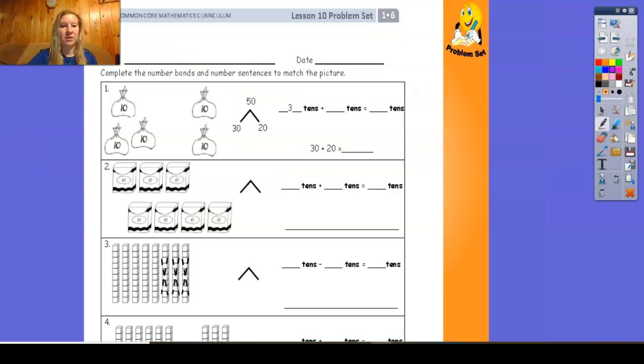I'm going to do the first 3 problems on our problem set. It says complete the number bonds and number sentences to match the pictures. If we look at our groups of 10 here, we have 1, 2, 3, and that's where they wrote this 3 groups of 10.